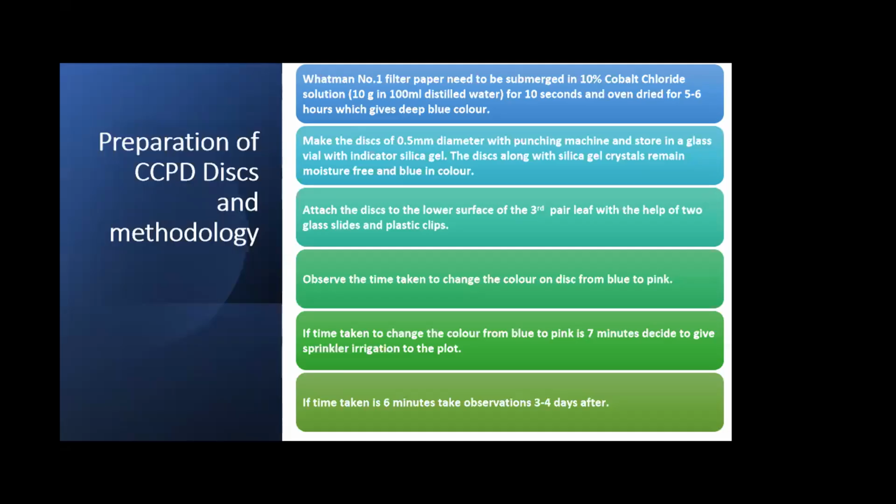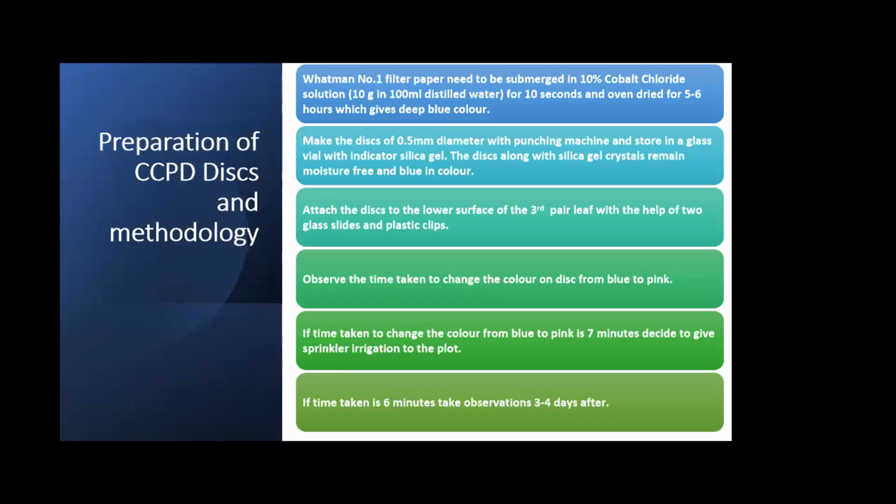If the time taken to change the color from blue to pink is 7 minutes, then you have to decide to give the sprinkler irrigation to the plants. The plants are undergoing stress. You have to understand that the plants are undergoing stress and you have to provide the irrigation.